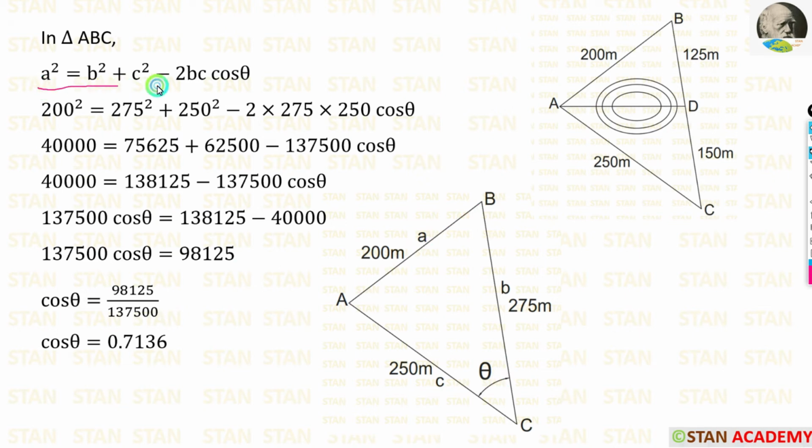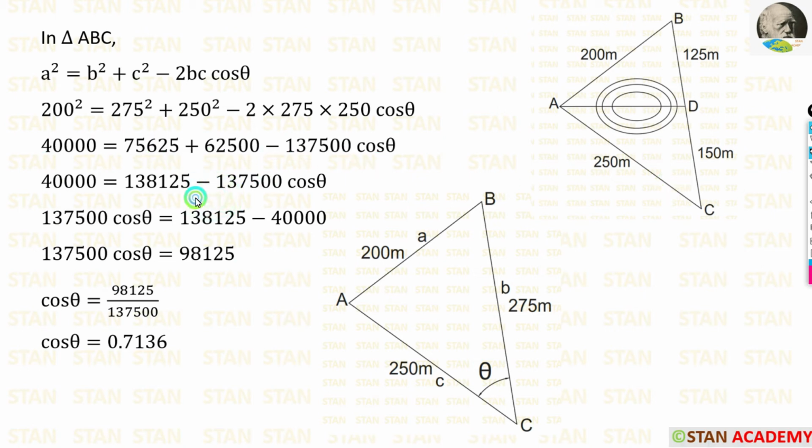Now we can apply the values in the formula. Here a is the distance of AB, we can apply. b is the distance of BC, we can apply. c is the distance of AC, we can apply here. We can use the calculator and get these values.